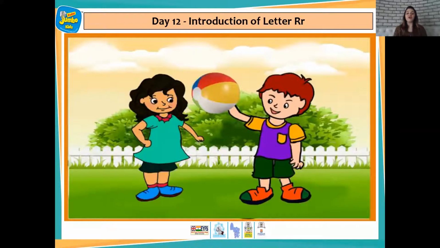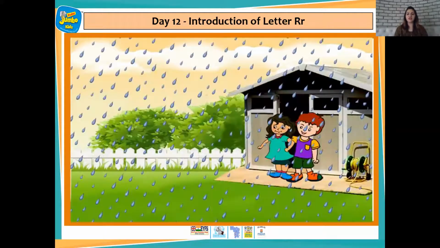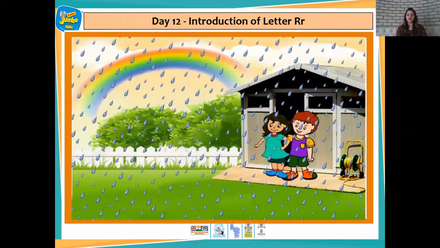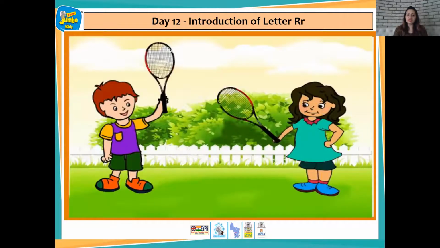So one day, Rahul and Ria went to play in the garden. They both were enjoying themselves and playing with the ball, but suddenly it started raining. So Rahul and Ria, they went and they stood under the shade. And while they were standing under the shade, Ria told Rahul, Rahul, look, there is a rainbow in the sky. So they both started admiring the beautiful rainbow, and then the rain stopped.